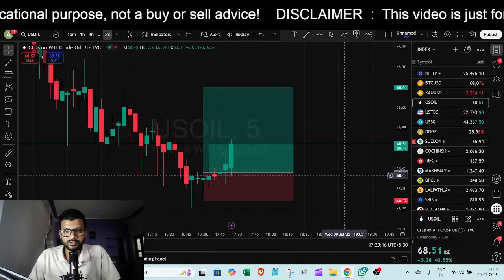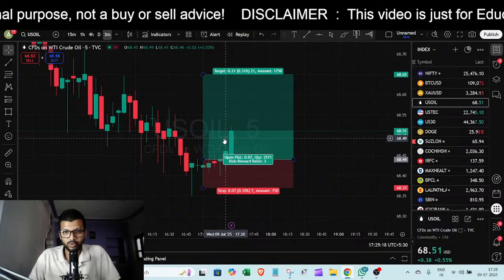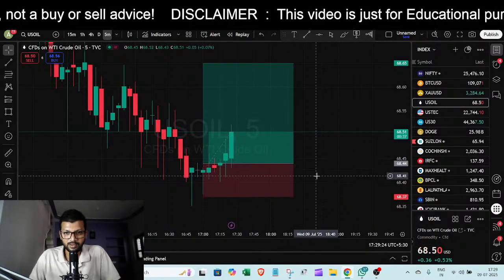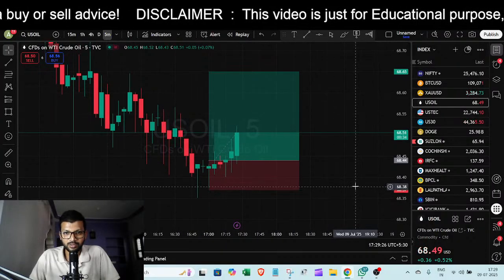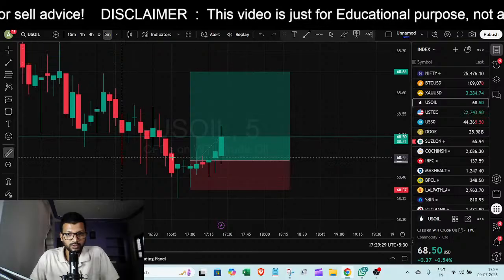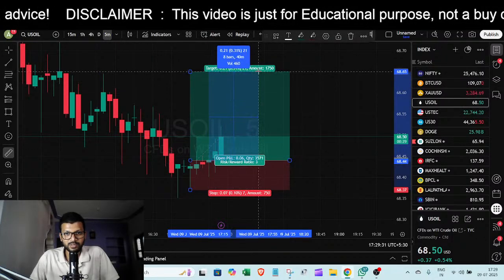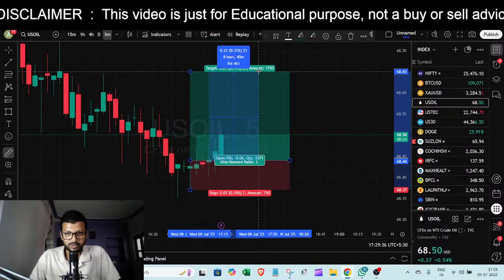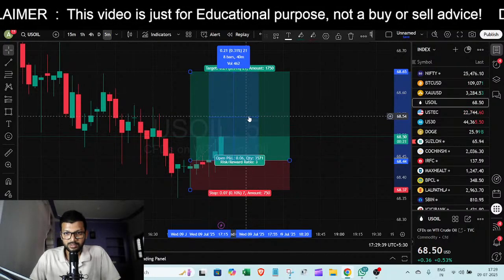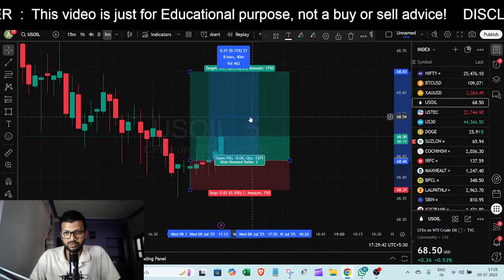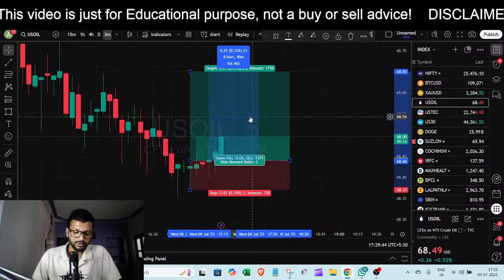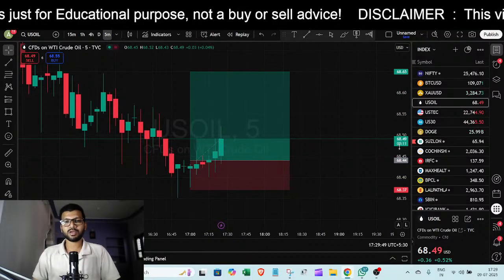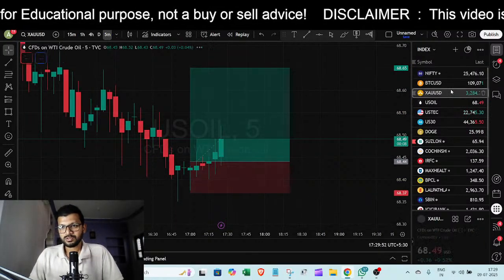Okay, now almost the previous candle high broke. So as I said, when it breaks the previous candle high, we can see a good move in US oil. And once it reaches 50% of your target, you can trail your SL to cost. Okay, now it is around 68.50, and when the market comes to 68.5, you can trail your SL to cost, so that you will not have any losses.